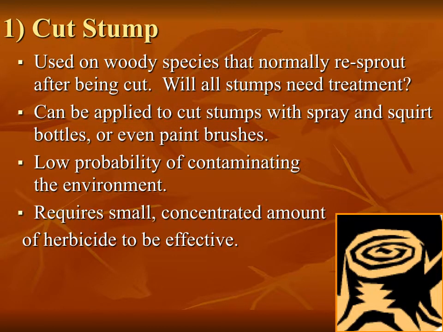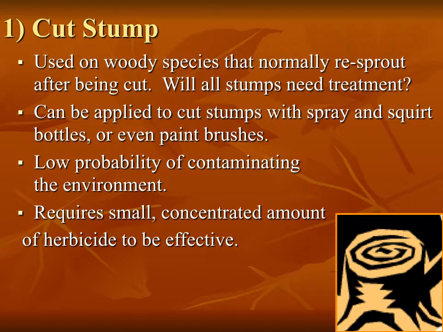Cut stump is usually used on woody species that normally resprout after being cut. Remember, you are breaking apical dominance many times on these plants, and where there once was one tree, you get a forest of them or a thicket. And it's easier to treat one stump appropriately with the proper herbicide than a whole bunch of little ones that have come up weeks and months later.